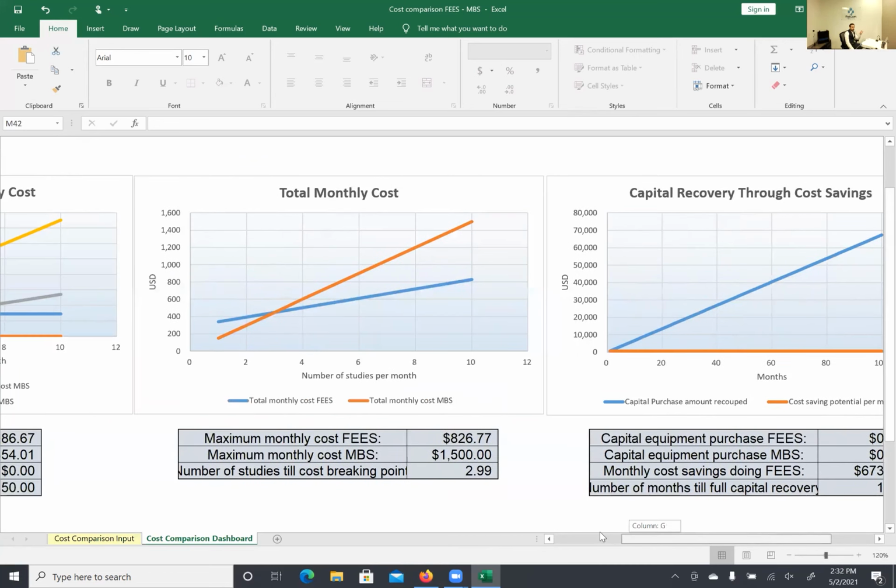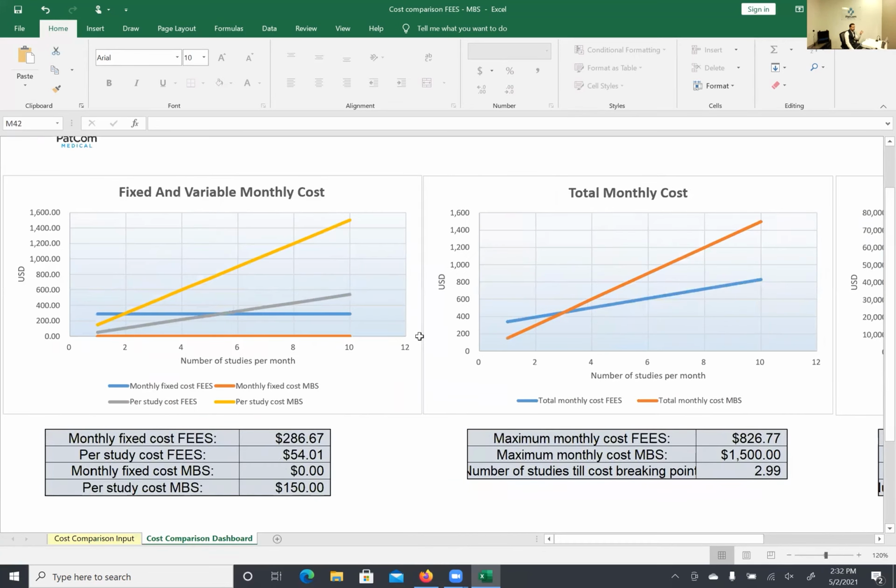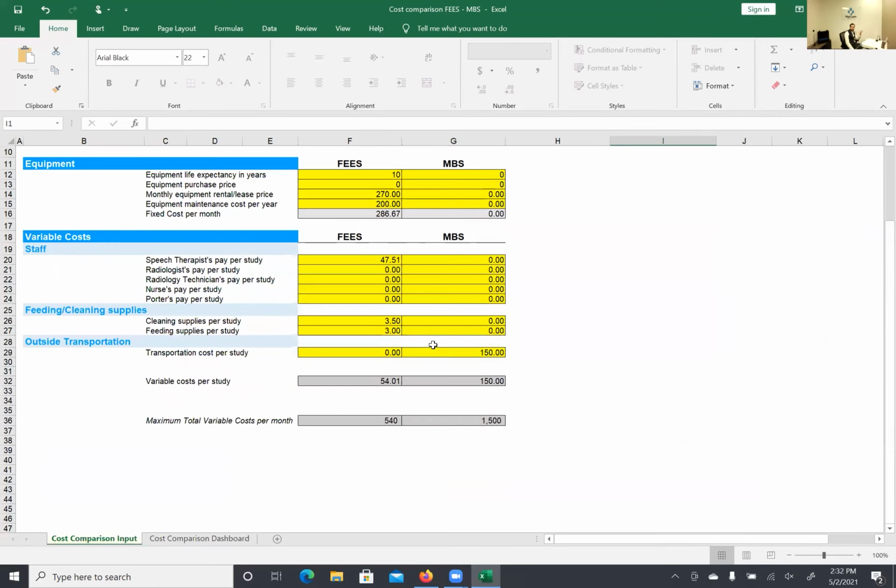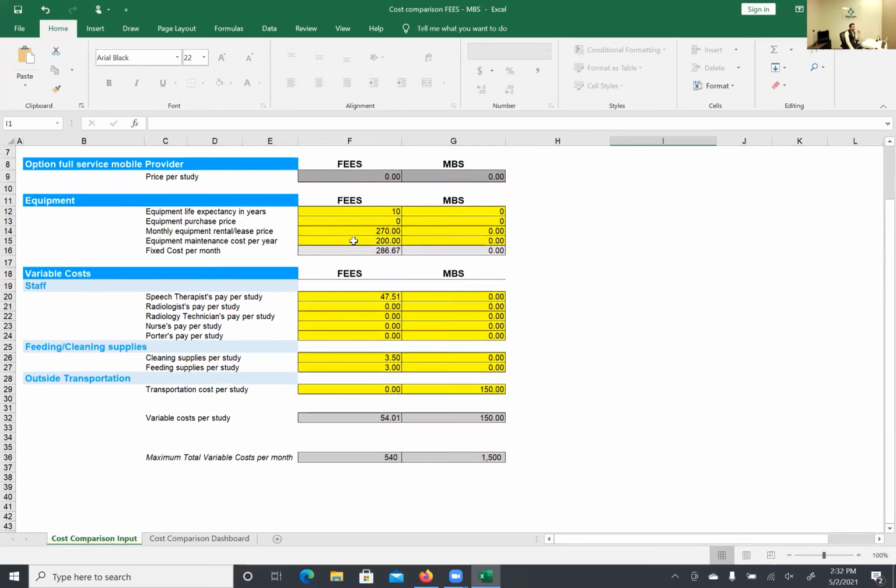And this is all due to the fact that you can have FEES equipment for $270 per month, which is something that really, really helps. As you go up in those numbers, things change, of course.